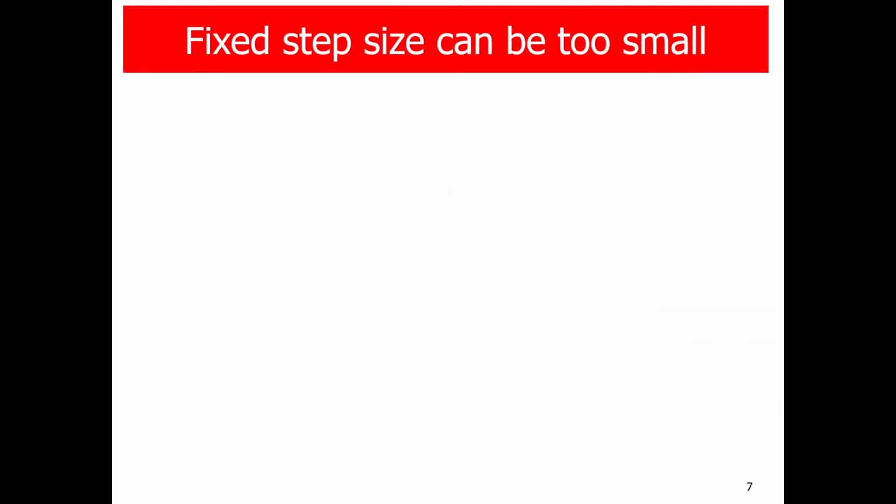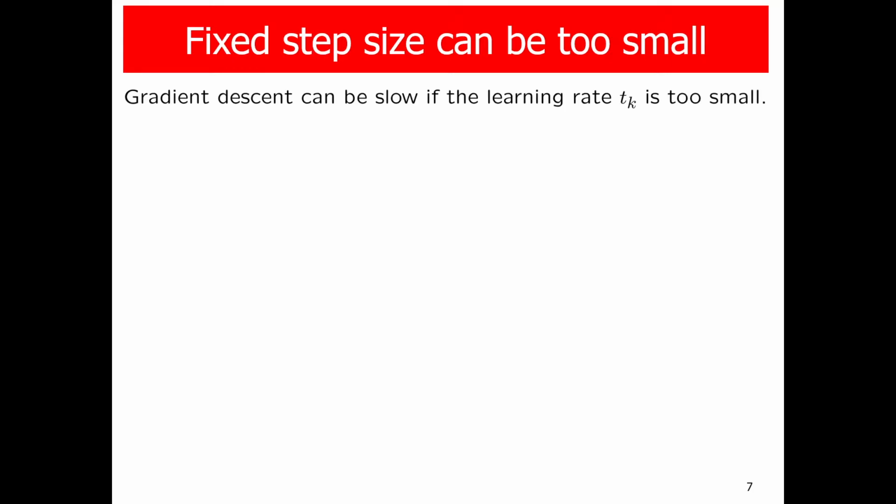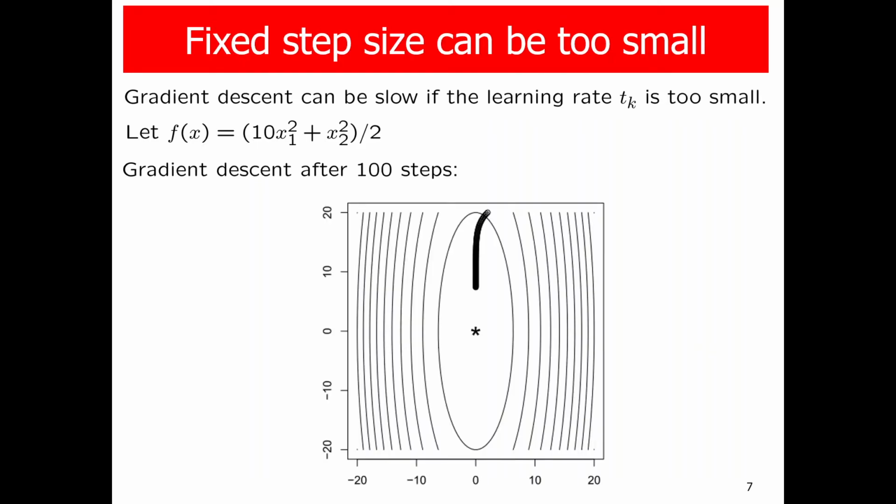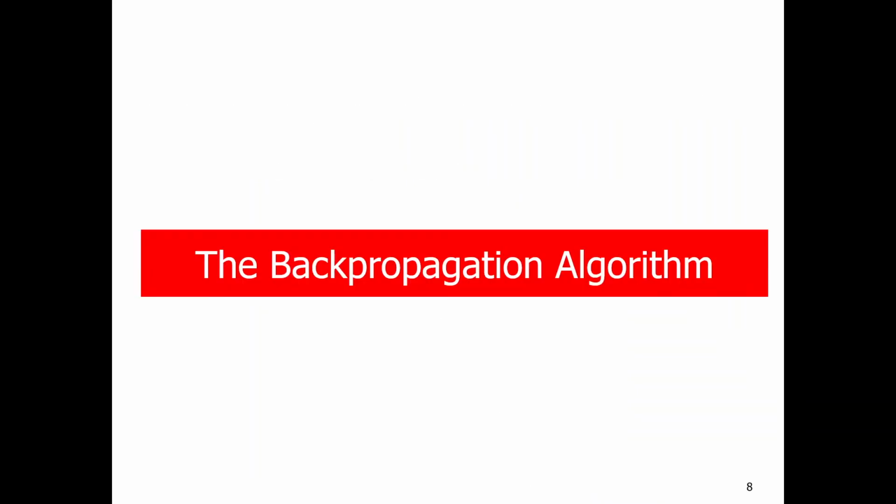On the other hand, if the learning rate is too small, then the algorithm might converge too slowly. Here we use the same function f, but the learning rate was set to a smaller number. As you can see, even after 100 iterations, we are still very far from the optimum point. Now we are ready to start discussing the details of the backpropagation algorithm.